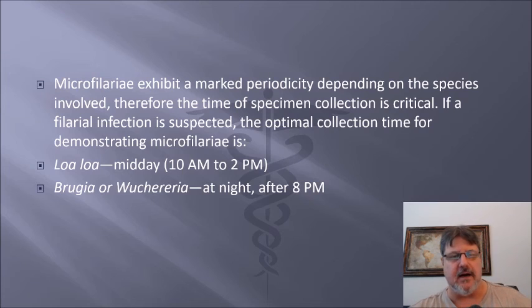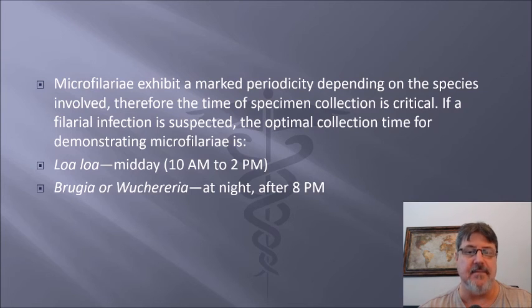Now, microfilaria are kind of a unique situation because of their periodicity, and that's all dependent on the species of parasite we're dealing with. Essentially, the parasite comes out at different times of the day or night, and collecting blood at that specific time gives you a better chance of demonstrating the microfilaria. I wrote a couple examples here. Loa loa, the African eyeworm, is best found during midday, 10 a.m. to 2 p.m. While the parasites that cause filariasis, Brugia malayi and Wuchereria bancrofti, are best collected at night after 8 p.m.